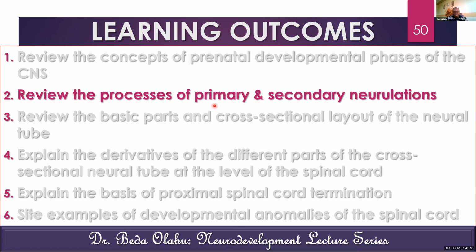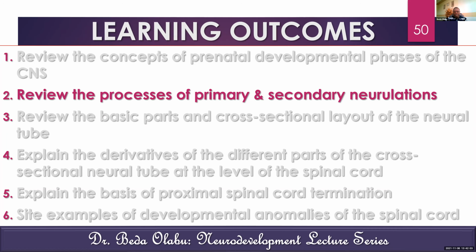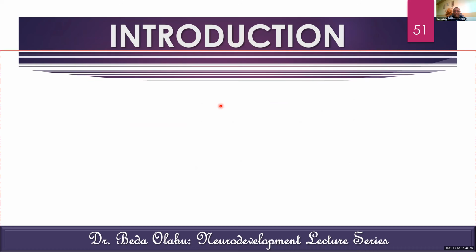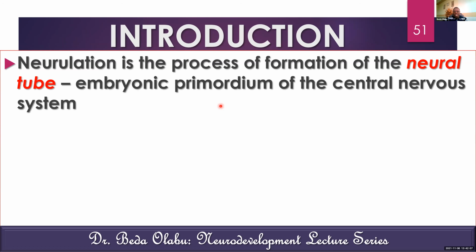Now let's narrow down to the phase of dorsal induction, where we have formation of the neural tube. We call that process neurulation. Neurulation is a process of formation of the neural tube. And as I've told you, the neural tube is the embryonic primordium of the central nervous system, which means the brain as well as the spinal cord.